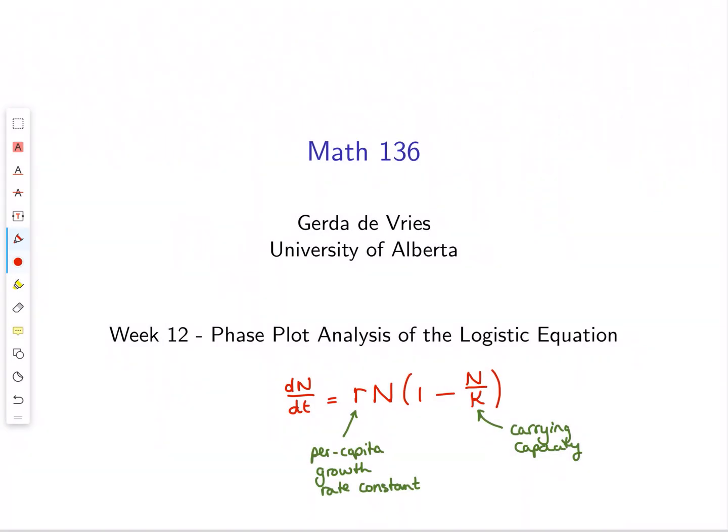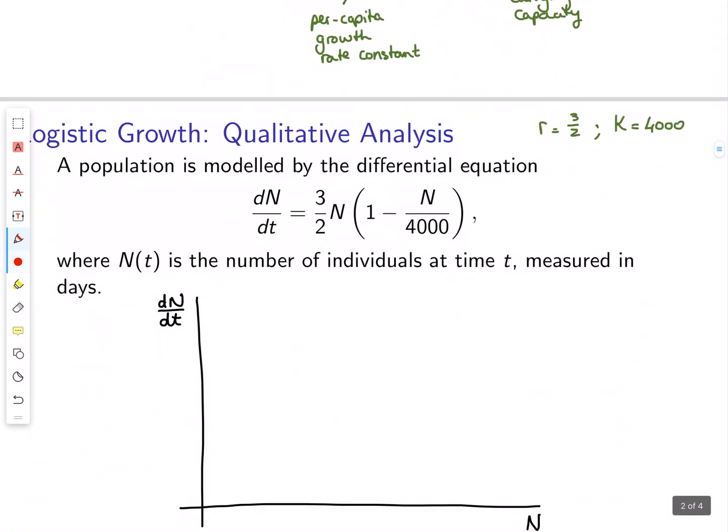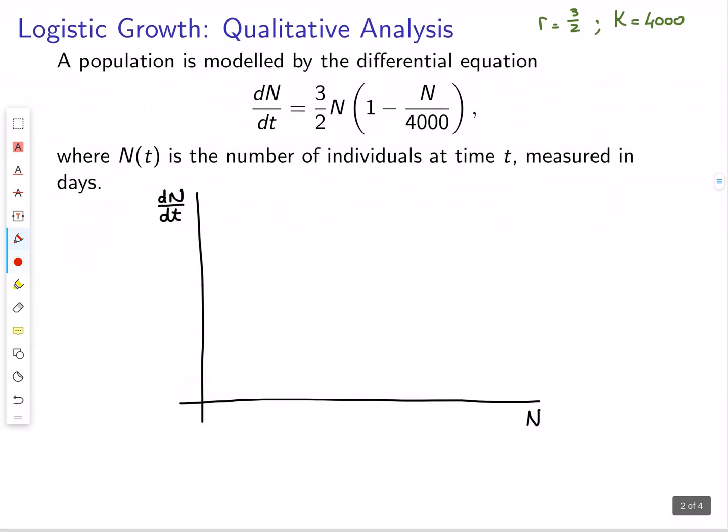Welcome to this video on the logistic equation, which is shown at the bottom of the page here. In this video, we're going to perform a phase plot analysis in order to determine the qualitative nature of the solutions of the logistic equation. We're going to be looking at the logistic equation where R has been specified to be equal to 3/2, and K, the carrying capacity, is specified to be 4,000.